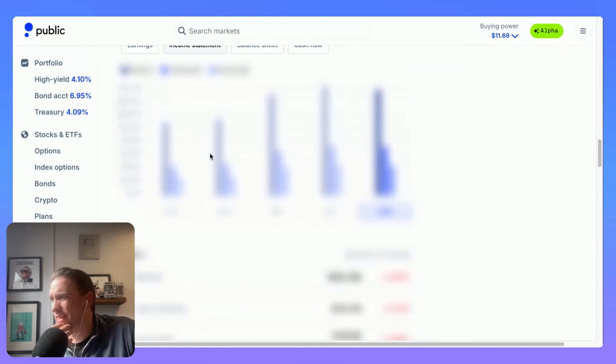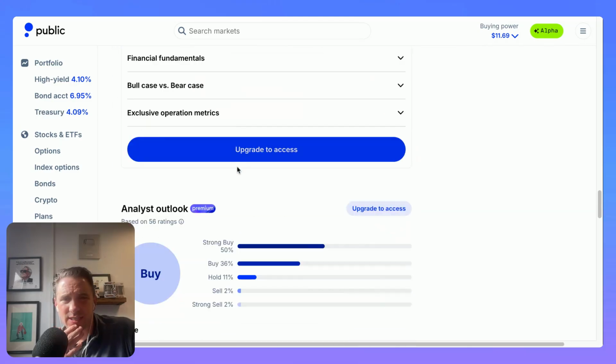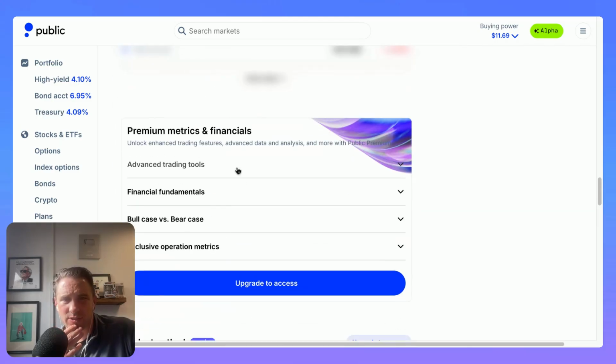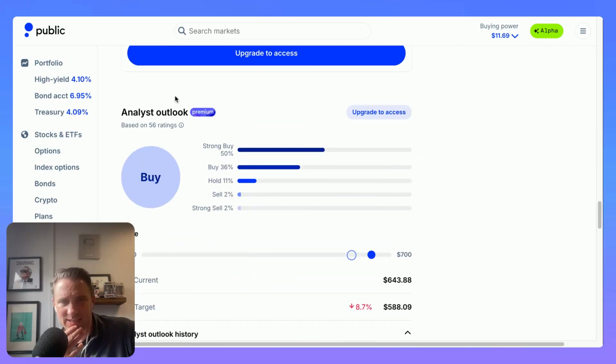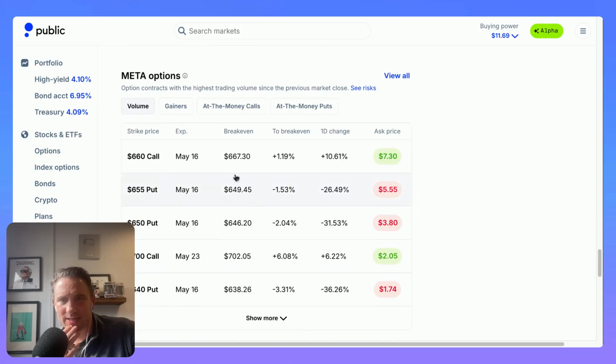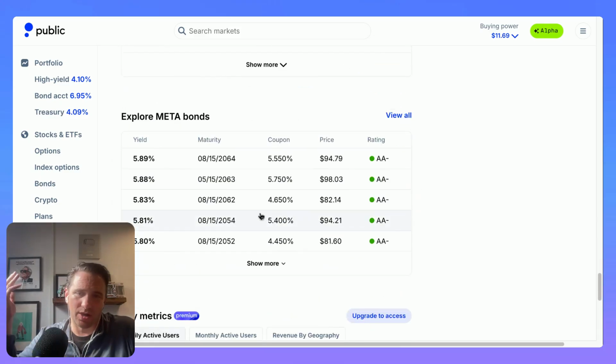And as you keep working your way down these symbol pages, you're going to obviously see a few more features that you have access to if you upgrade, analyst data as well, and options, which I'm going to get into, and bonds, more bonds data.